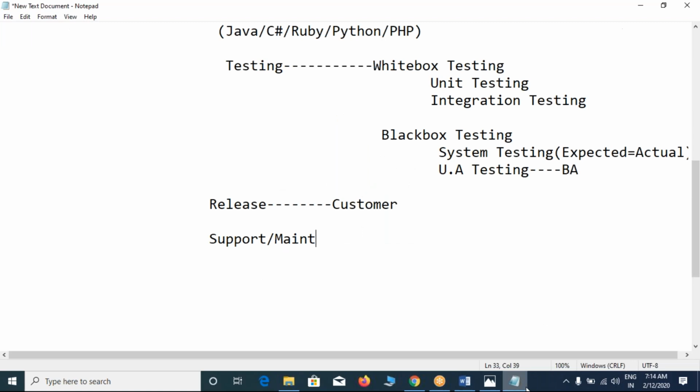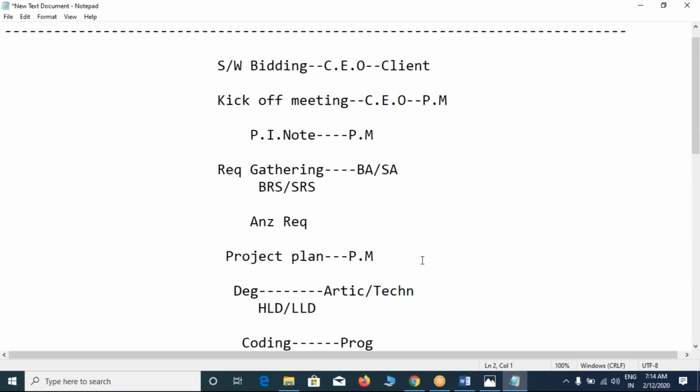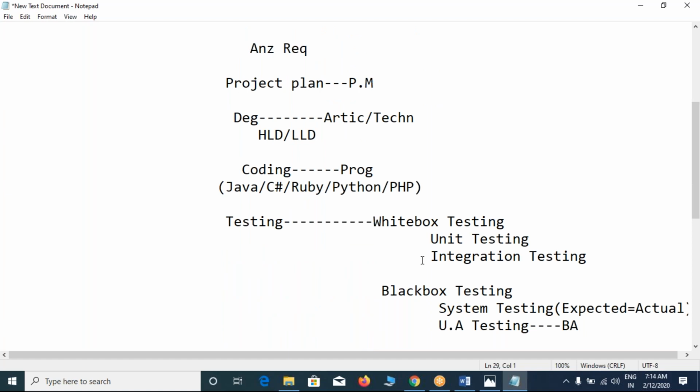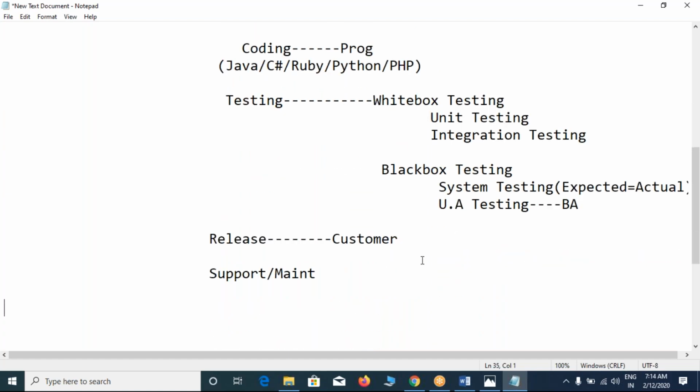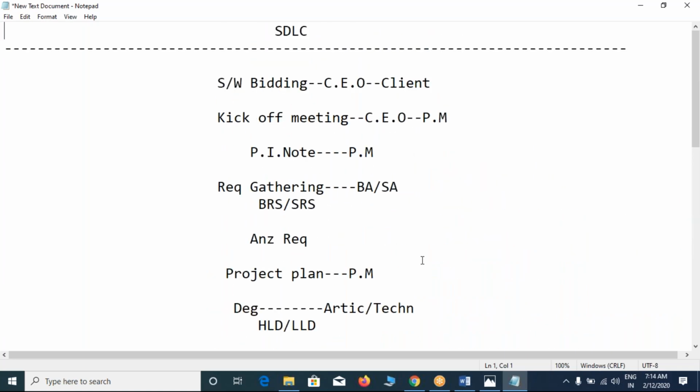This is SDLC. Guys, as a software engineer, first you should have knowledge of all the steps, and only then can you be involved in software development implementation. Understand this point? So once again, I'll explain all the steps one by one. So look at my screen.